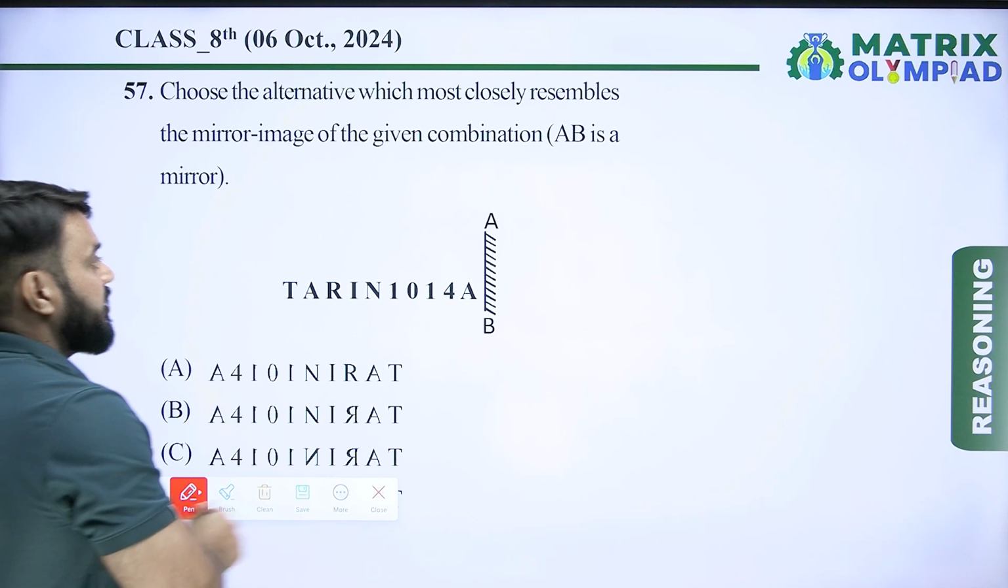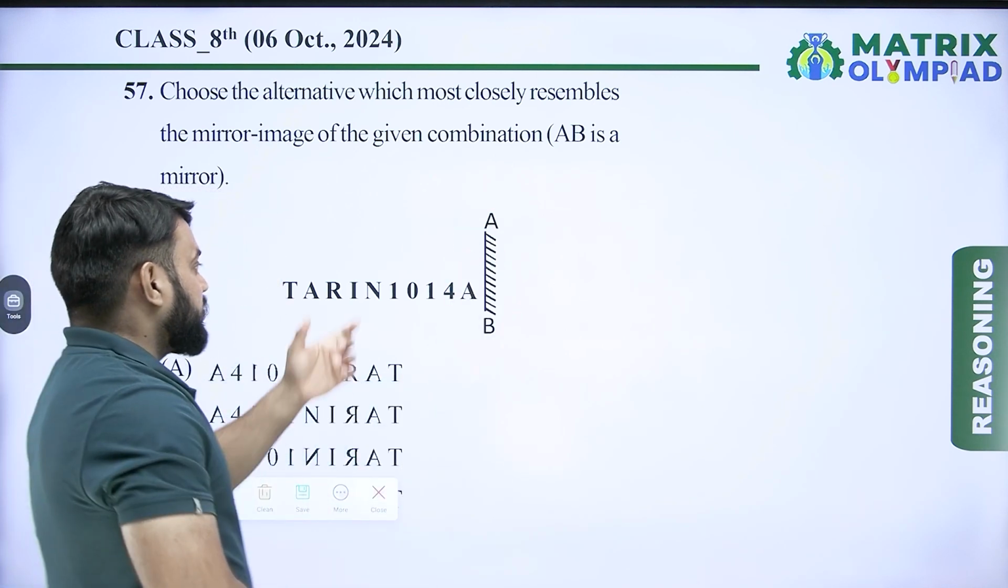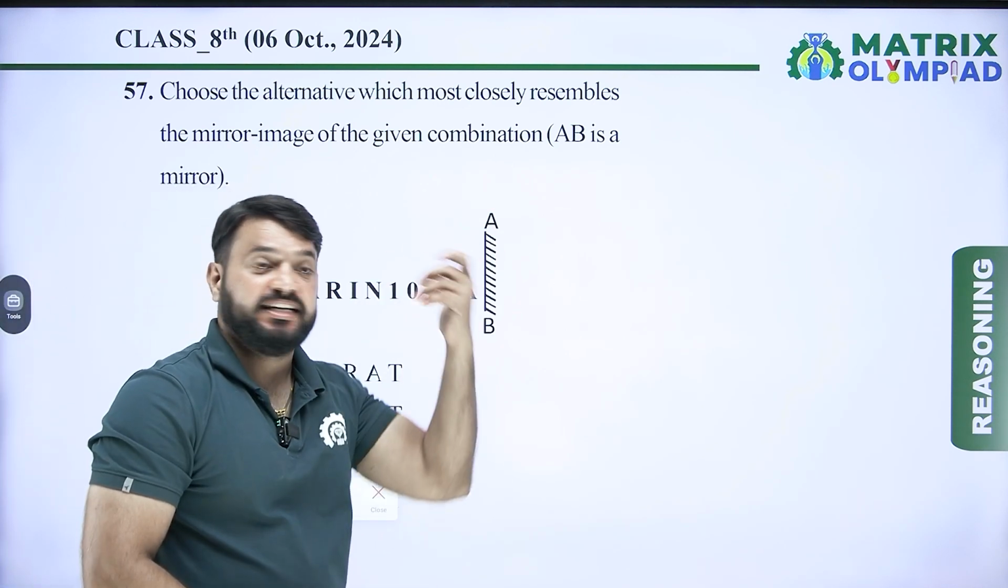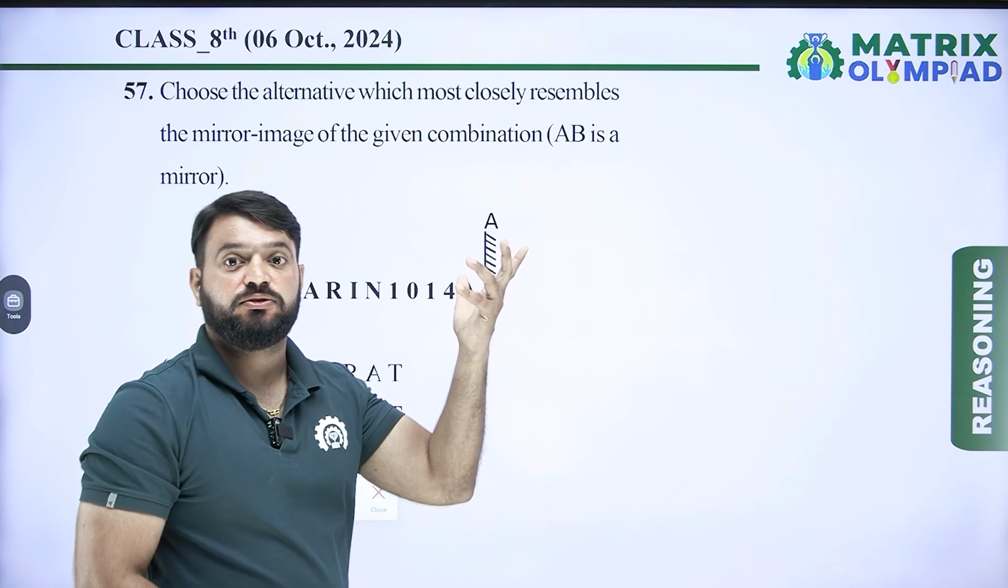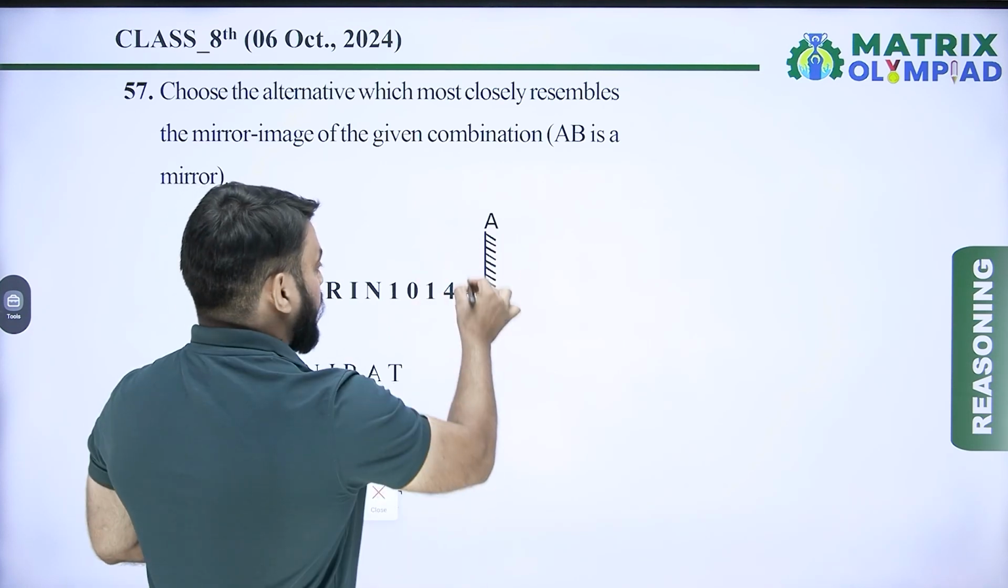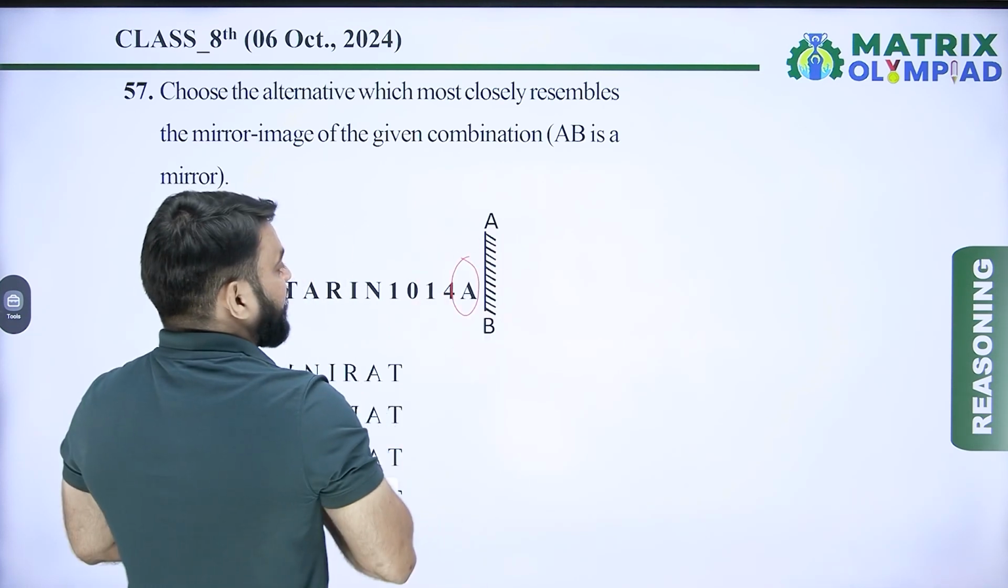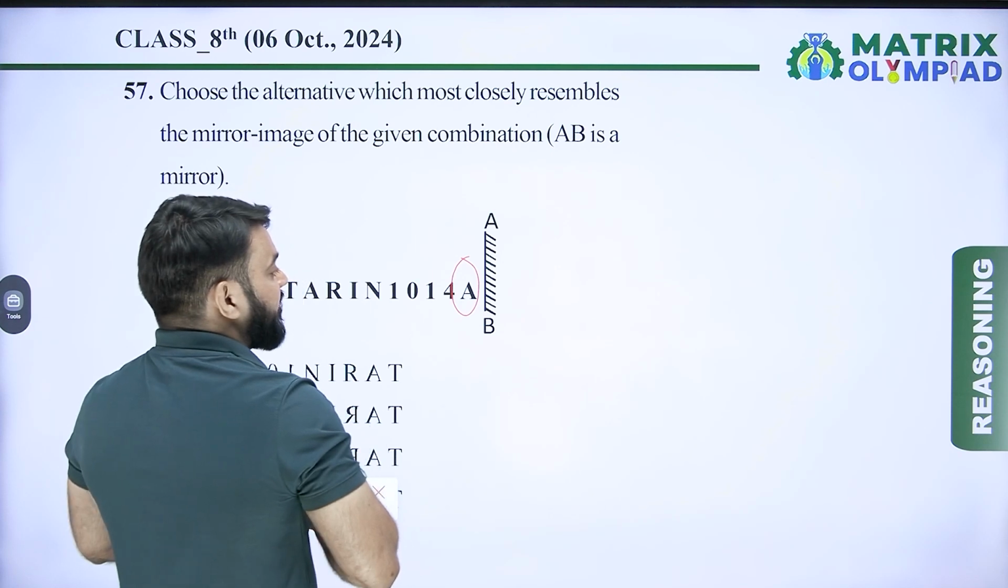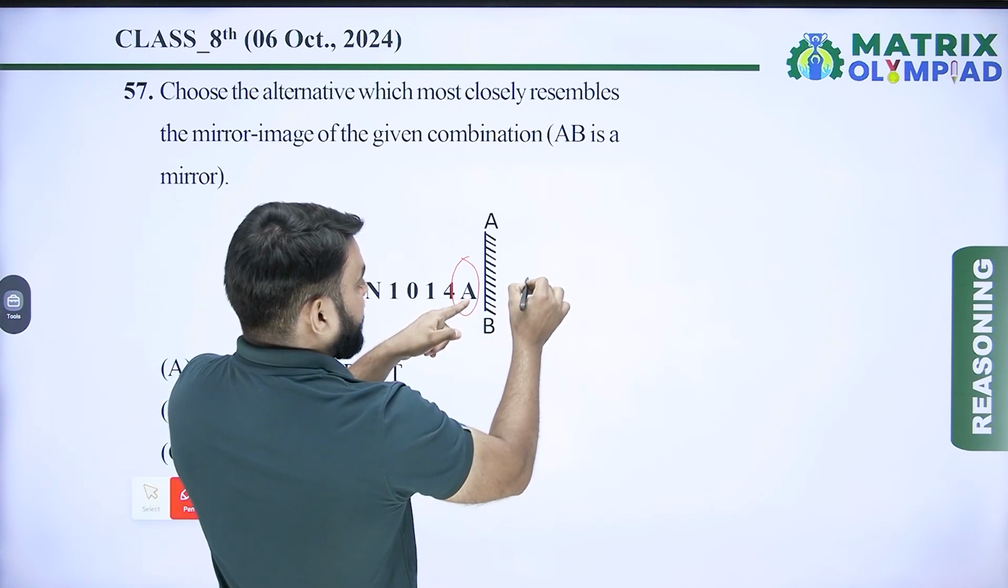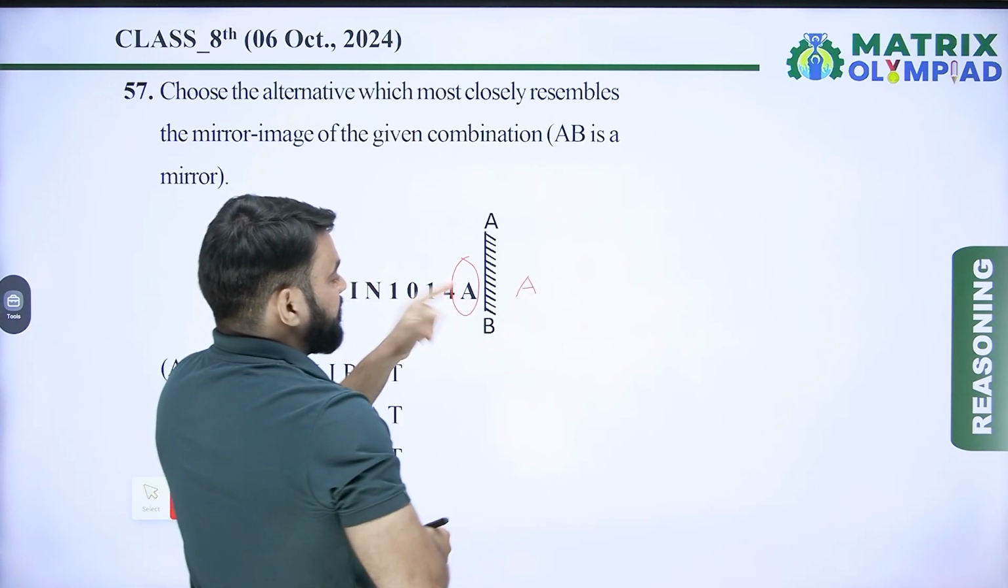AB is a mirror. So the part of an object which is near to the mirror will remain near to the mirror in the mirror image. So A is near the mirror, so it will remain near the mirror in the mirror image. So first find the mirror image of A. So this is the mirror image of A.